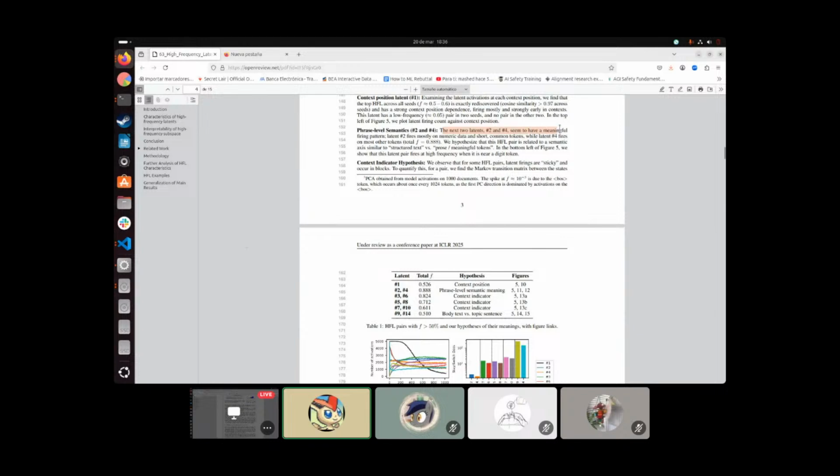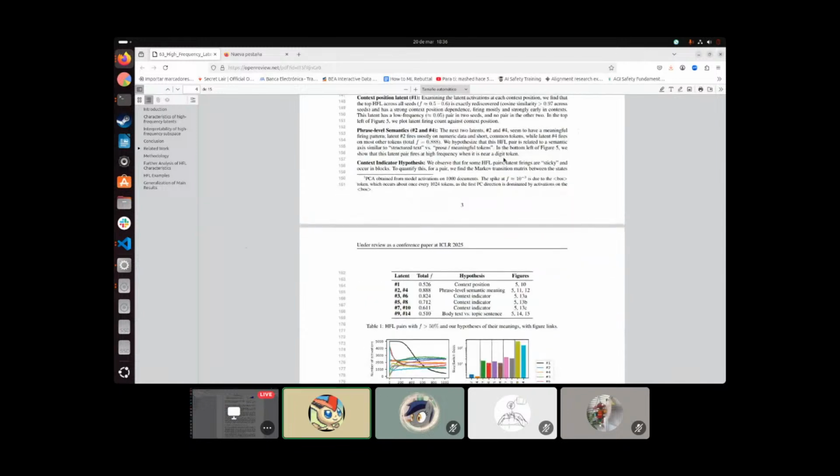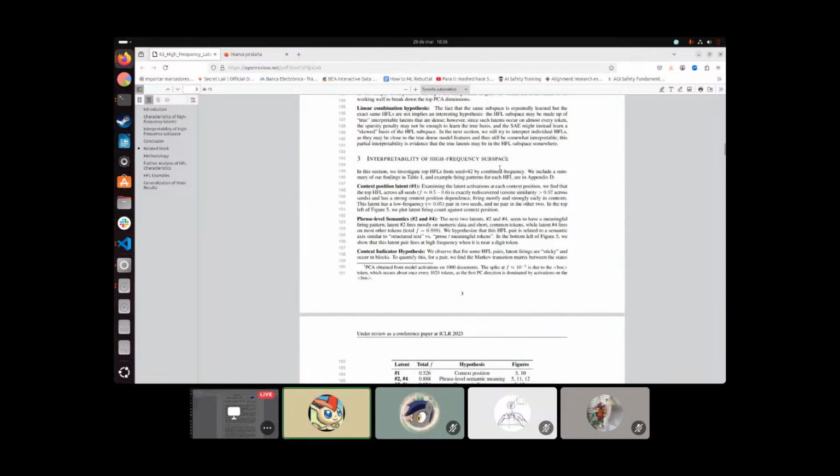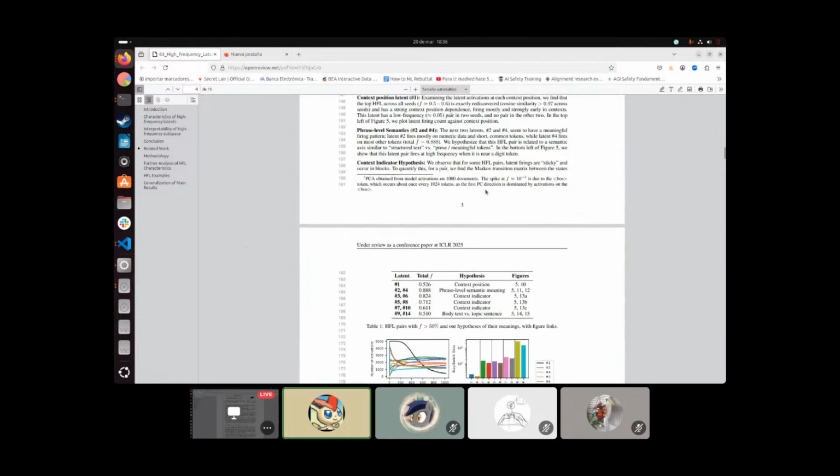Okay. The next two latents seem to have a meaningful firing pattern. Latent 2, also this is on, okay, Civ 42, nice Civ. Latent 2 fires mostly on numeric data and short common tokens, while Latent 4 fires on most other tokens.